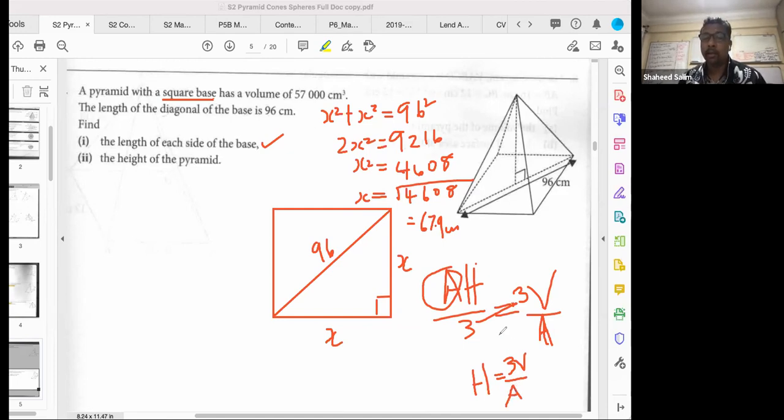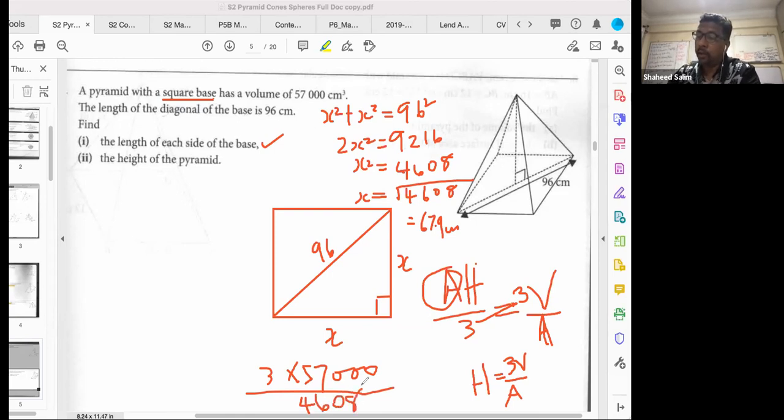So now you take the volume. The volume is here, right? 57,000. So 3 times 57,000 divided by area. You know the area, its area is here. X times x, squared, is 4608. Use 4608. Don't take 67.9 times 67.9, because you are going to get an estimated figure, which is not 4608, you're going to get 4610. So you use 4608 because it is more accurate. And then you will get the height.